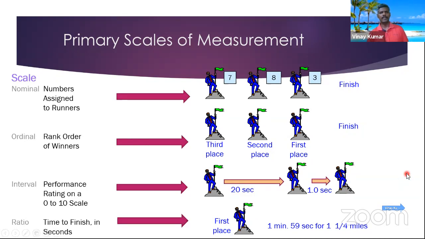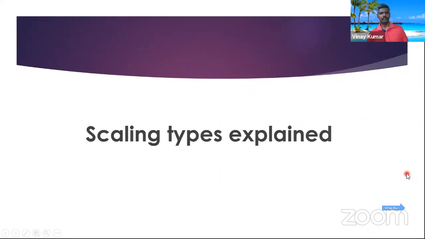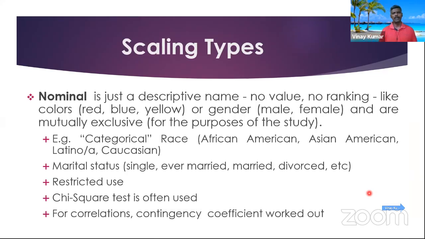So these are four primary scales of measurement. Now let us try to understand in a more detailed way the different scales that we have just now seen with an example. So let's go one by one. Nominal scale. As we have already seen, nominal scale is just a descriptive name to identify the subject that is taken for measurement. There's no value attached to it. There is no ranking attached to it. So it has got very little utility for the researcher.